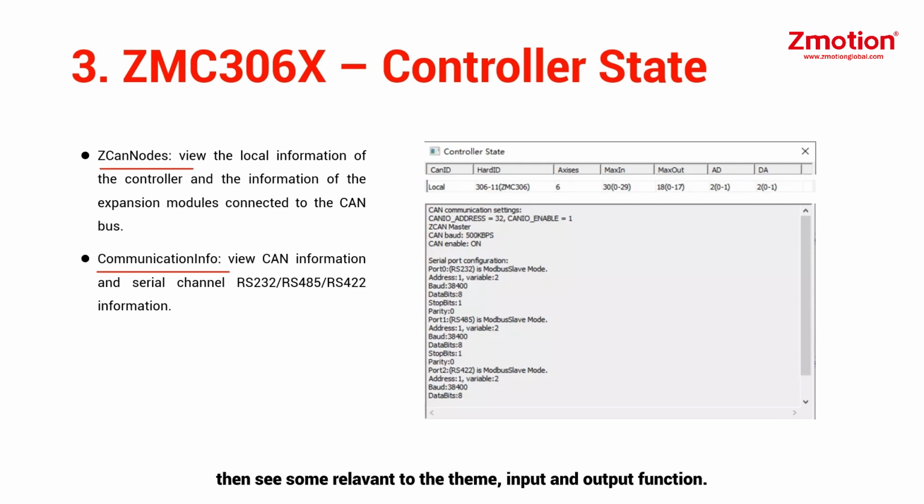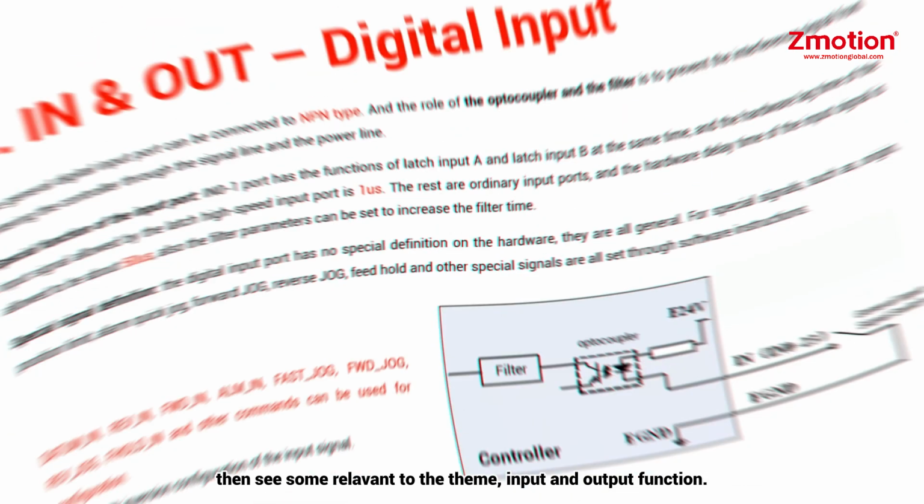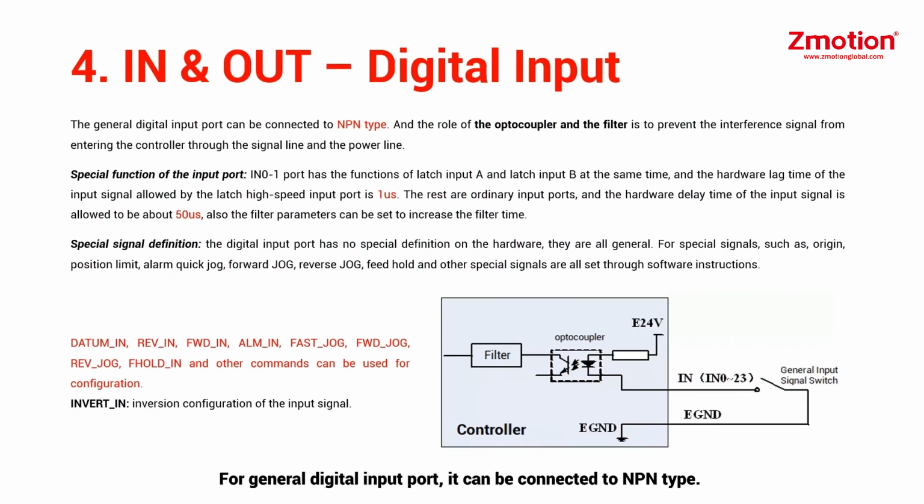Okay, now we have gained some basic introduction on the MC306X. Then let's see some relevant to the input and output function. For the general digital input port, it can be connected to NPN type. And actually the opticoupler and the filter are to prevent the interference signal from entering the controller. What's more, the input port has special functions. For example, in 0 to in 1 port has the functions of latch input A and latch input B at the same time. In addition, the hardware delay time: the latch high-speed input port allows 1 microsecond, but others allow 50 microseconds.